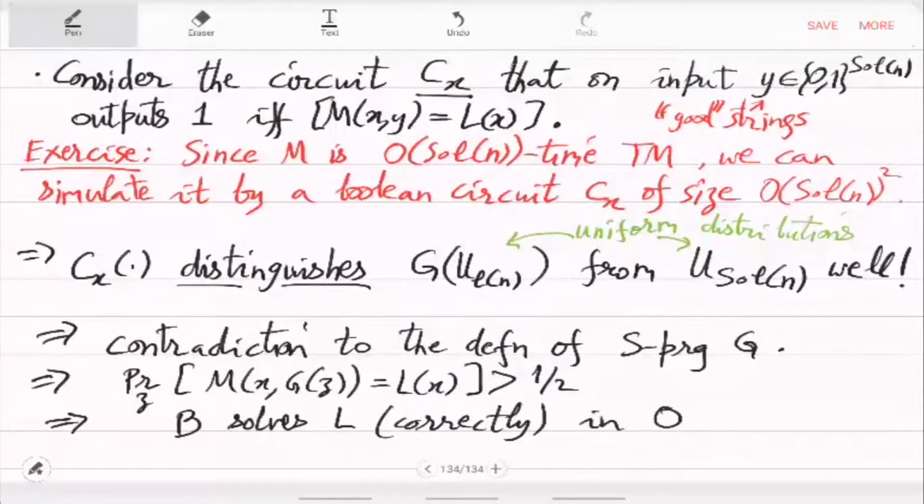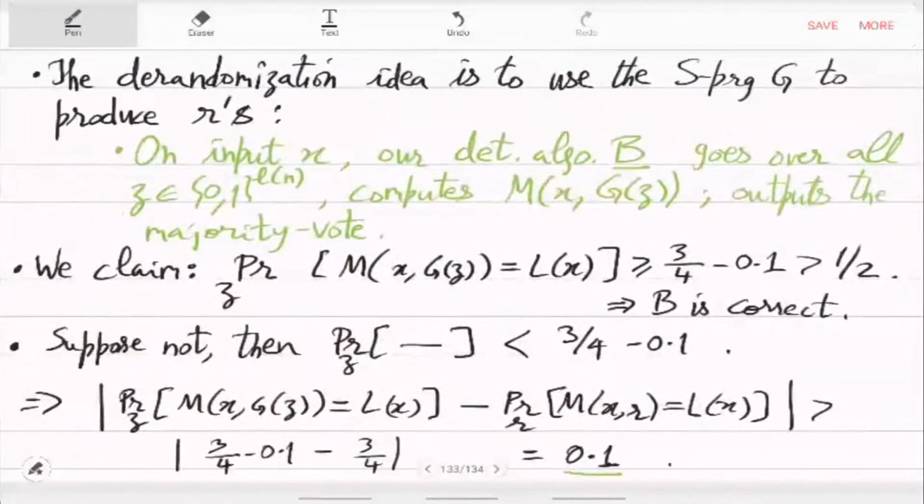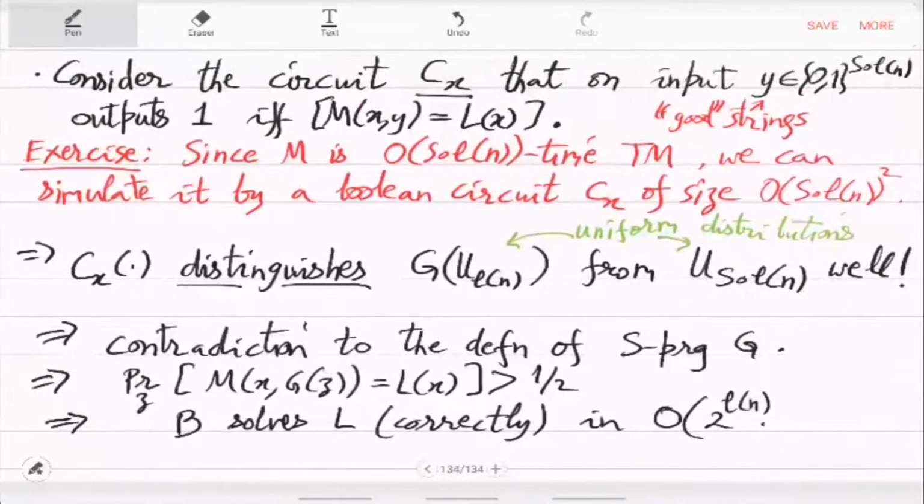In how much time? So in the definition of B, remember in this definition, green definition, it is going over all the z's, right? So that's 2 raised to ln. And the time complexity is that of m. So that's S of ln. Okay, so this is how you use an SPRG. You can de-randomize, and equivalently you can reduce the number of random bits.